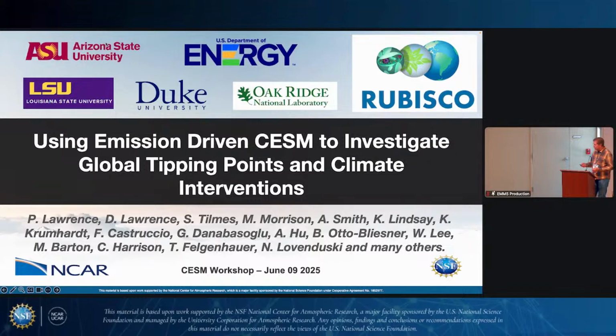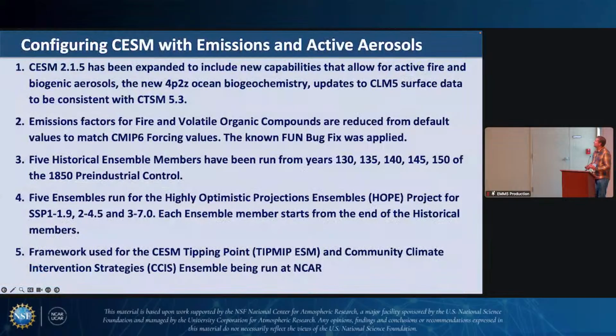I'm going to give a little bit of background, if you weren't here at the winter meeting, to show what this looks like. Basically, we're configuring CSM. We're using CSM 215, an older version of CSM, which was used for the large ensemble 2. It's been expanded so we can have the emissions being prescribed, and also the fire and the volatile organics working, and we also have land surface data sets that are consistent with CTSM 5.3.